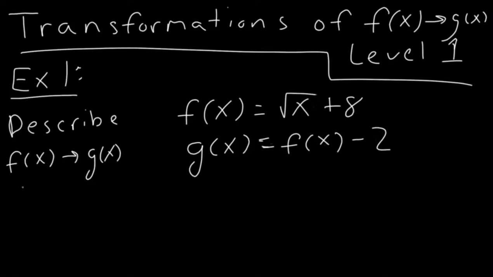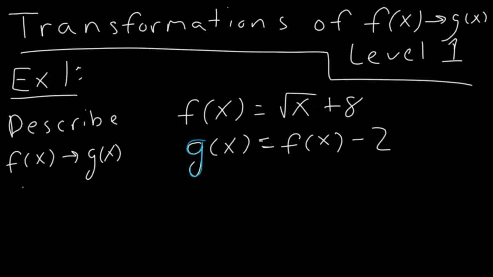Alright, welcome to Transformations of f of x to g of x, Level 1. Now, in our very first example, it's simply asking us to describe the transformation of f of x to g of x. And notice we're given f of x equals the square root of x plus 8, and I'm going to use a different color to represent g of x. What is g of x?